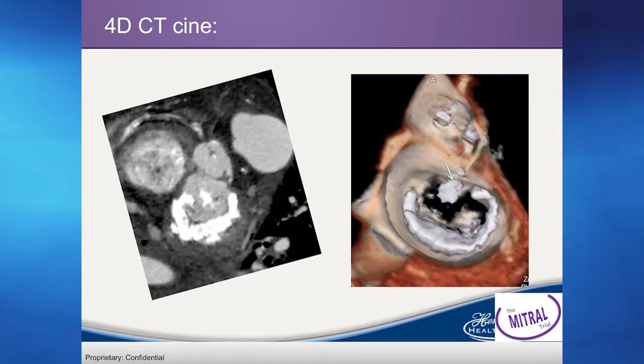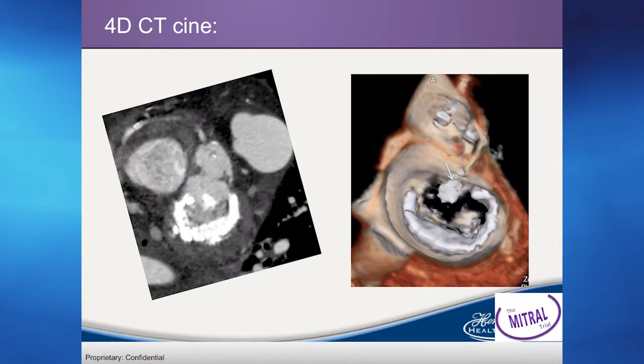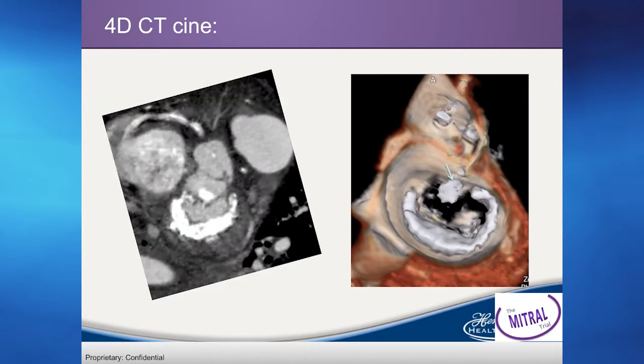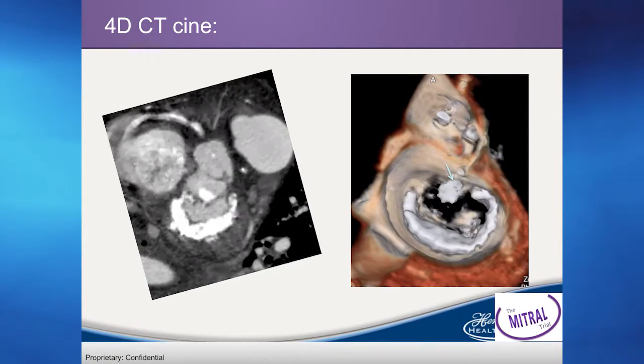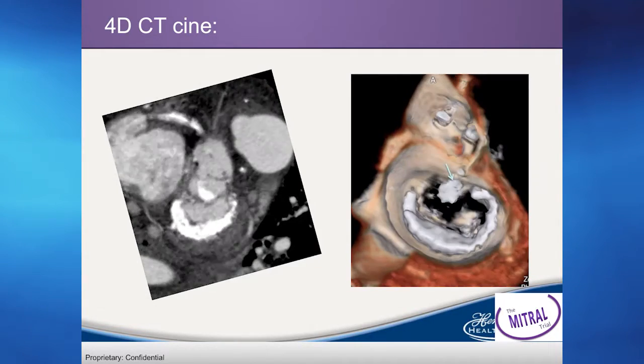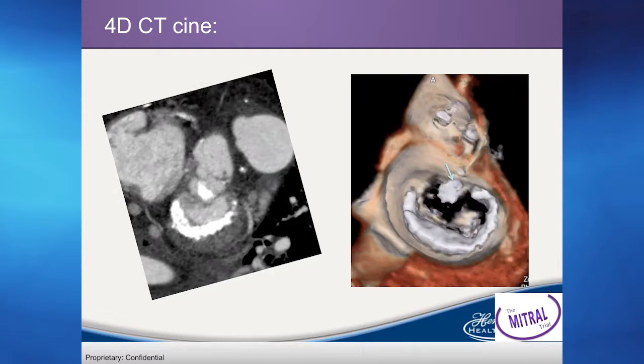Again, this is a 3D representation. This is really a planarized representation from the short axis view from the CT. And you can see this is the anterior leaflet. What is very common is you see this posterior ring of calcium, which is going to anchor the valve.